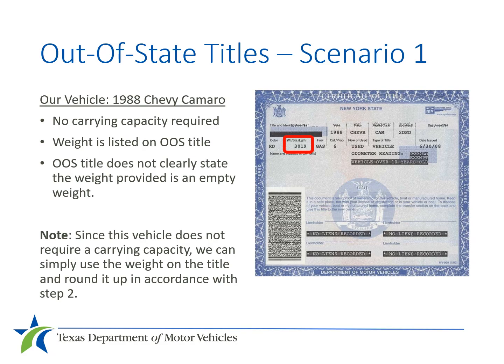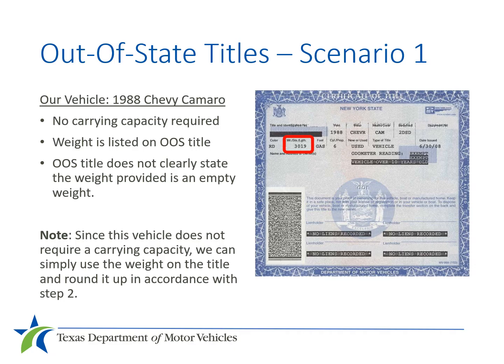In our first example, we will use the information contained on this New York title. Our vehicle is a 1988 Chevy Camaro. On the title, the weight is listed as WT, which is not a clear indicator that the weight listed is an empty weight. Since a Camaro is a car and therefore does not require a carrying capacity, we can utilize the weight listed on the title.